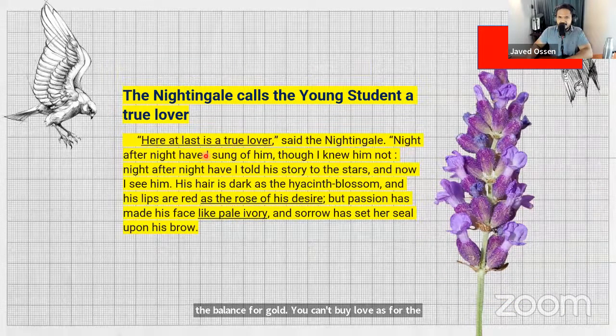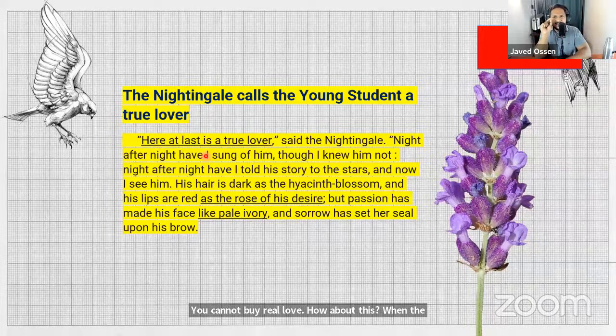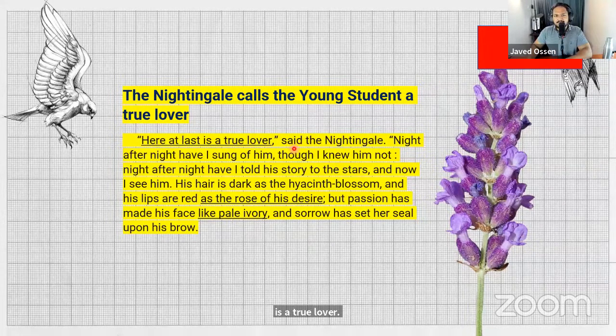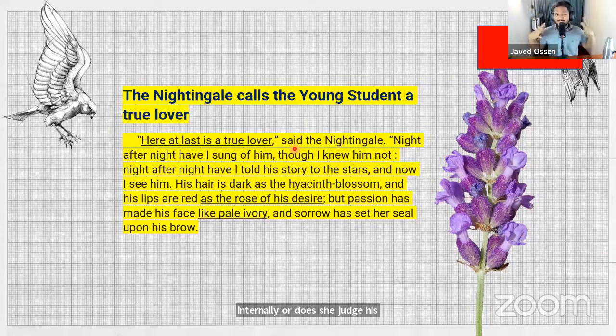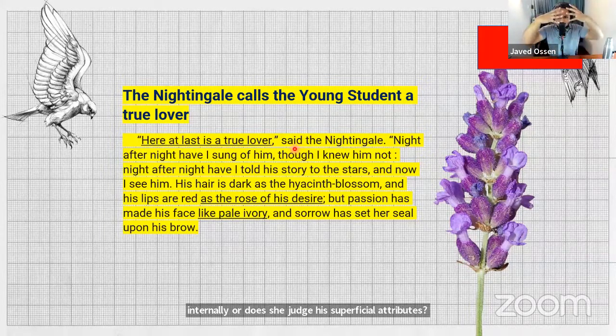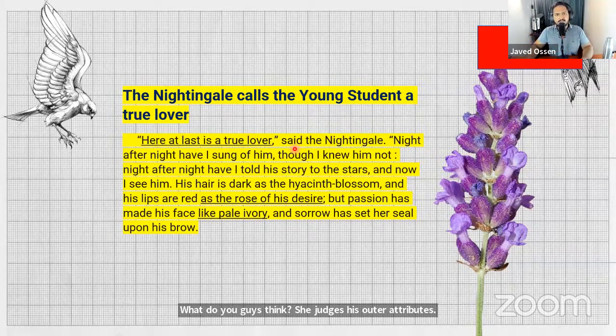How about this? When the Nightingale sees this young student, she thinks that he is a true lover. But there is one small mistake that the Nightingale makes. What's the mistake? Does she judge him internally, or does she judge his superficial attributes? What do you guys think? She judges his outer attributes. You're right, Sayeda. There is a misconception of love. We'll talk about that, okay?